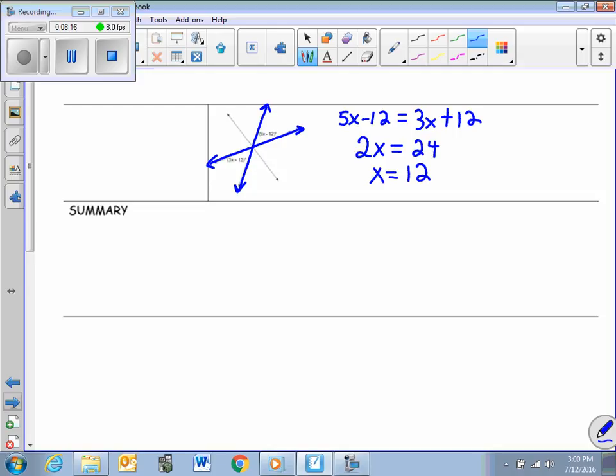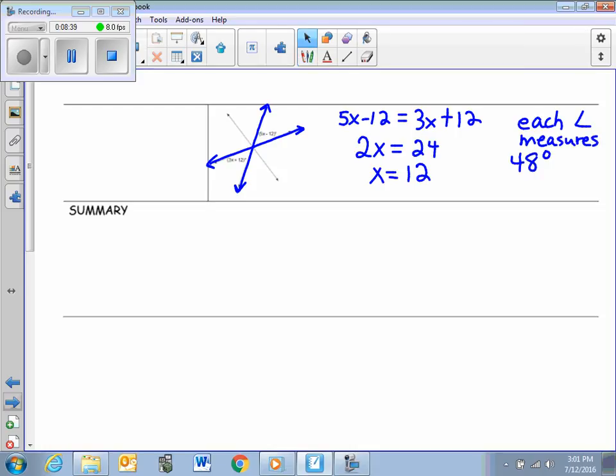If we want the measure of the angles, then I can plug it into either one. Let's see, 5 times 12 is 60. 60 minus 12 is 48. So it looks like each angle measures 48 degrees. I think we only had to solve for x. But anyway, all right, there you go, your lesson on angle pair relationships. Please make sure you have your essential question and make sure you write a good summary to tie up this lesson.